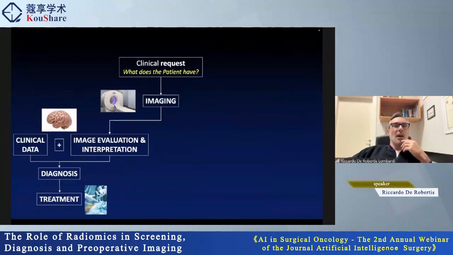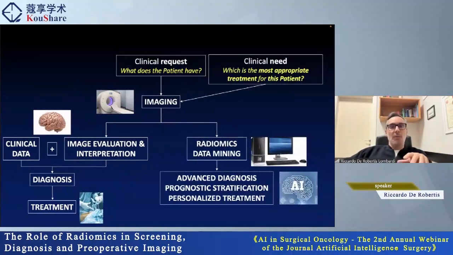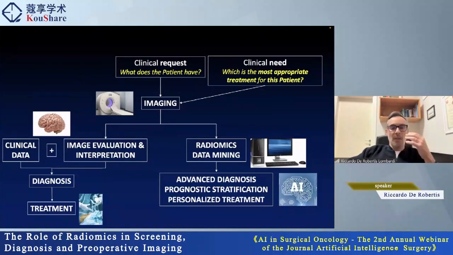The conventional approach to diagnostic imaging begins with a clinical request, whose answer is based on the human evaluation and interpretation of images and clinical data. But in the age of precision medicine, the clinical need of understanding which is the most appropriate treatment for the patient overlaps with the diagnostic request. So we need radiomics, we need data mining to provide an advanced diagnosis, prognostic stratification, and a personalized treatment.